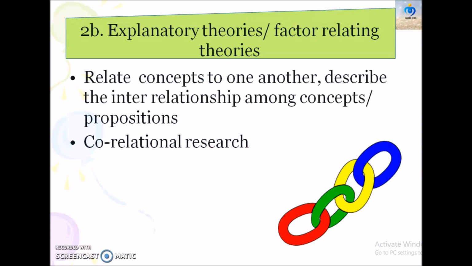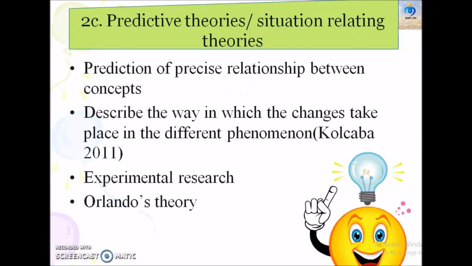In this type of theory, they relate the concepts to one another and describe the interrelationship among the concepts or propositions. This type of theory is developed through correlation research. In correlation research, we are studying the relationship between two variables. So this type of research develops the explanatory theories.